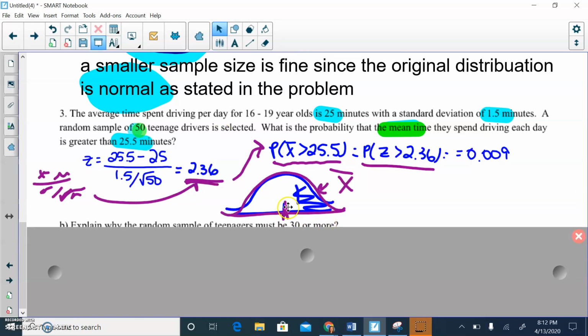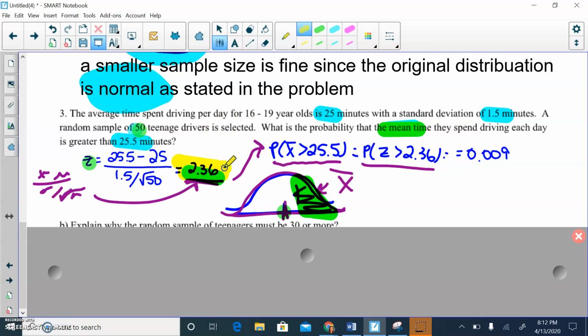So our mean is 25, which is the average time in the car, and we're looking at the probability that we're over 25.5. So we're on the upper end of the curve. After you draw your picture, find your z-score, x minus mu over sigma over root n, and you get 2.36. You also know this is unlikely because it's over 2 standard deviations away from the curve. As soon as you get this number, you are not done.